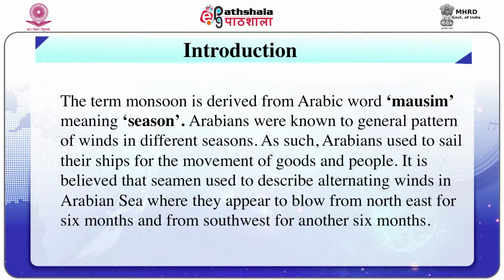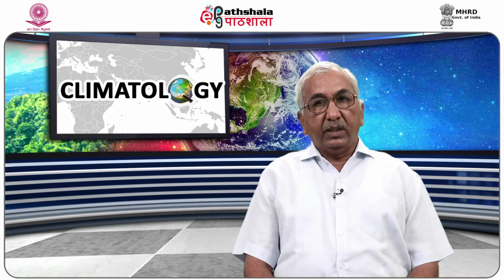It is believed that seamen used to describe alternating winds in the Arabian Sea, where they appear to blow from northeast for 6 months and from southwest for another 6 months. Seasonal alternating of wind direction and speed was used by early seamen to trade from India to Arab and African countries during winter and return trade from African and Arab countries to India during summer.